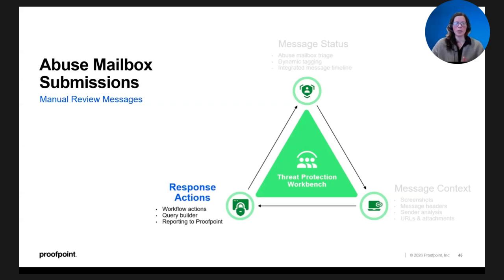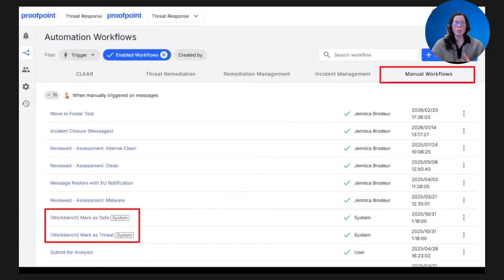and then taking appropriate action based on your analysis. So one important thing to know about Threat Protection Workbench and CLEAR submissions, or excuse me, end user submissions in particular, is they are supported by the automation workflows, specifically our manual workflows within Cloud Threat Response. So we'll look here in a second at some of the different data elements in the UI view for Threat Protection Workbench. But if you want to know exactly where those configurations live, you only need to go into the workflows view within Cloud Threat Response.